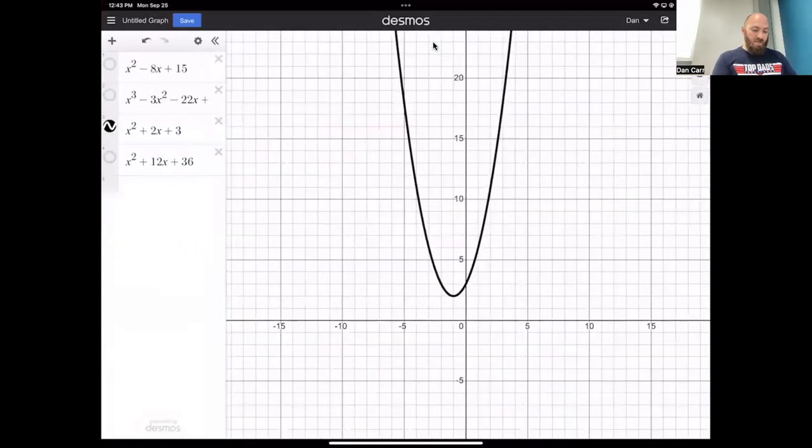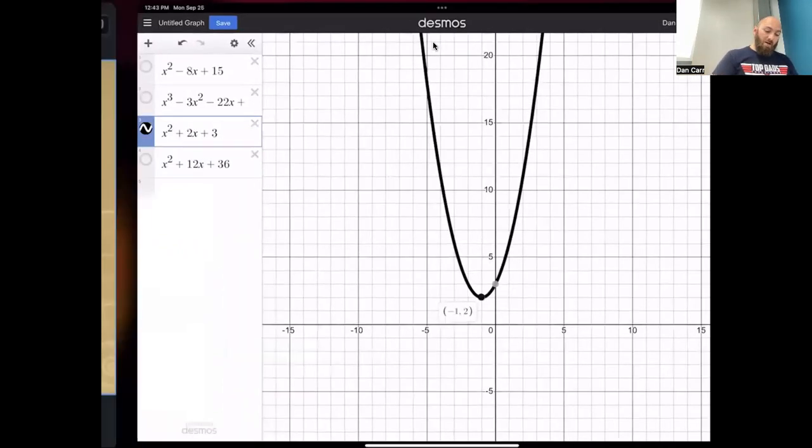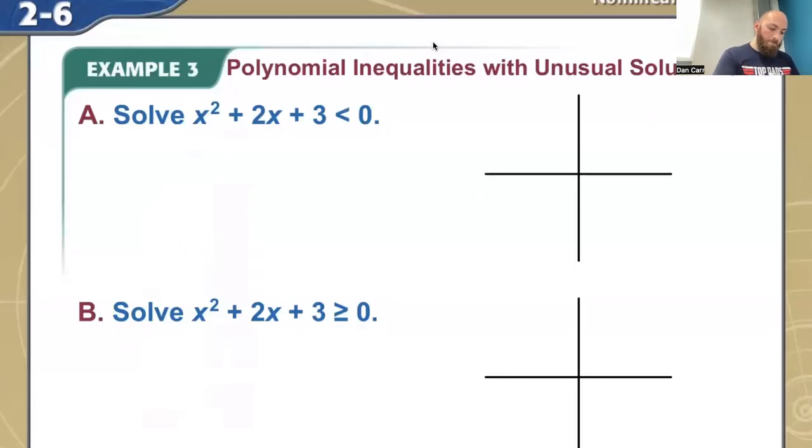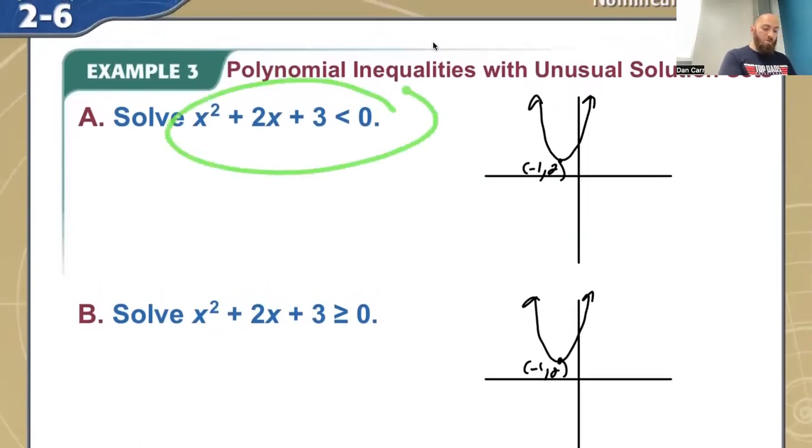You notice this never comes below the x-axis. We have this gap, the lowest point, the vertex, is at -1, 2. So we don't have any zeros. The question is, when is this polynomial less than 0? Never. It never dips below the x-axis. So there is no solution on this one.